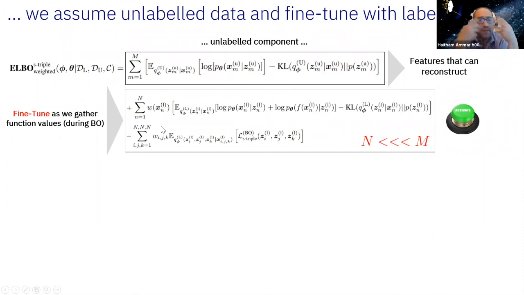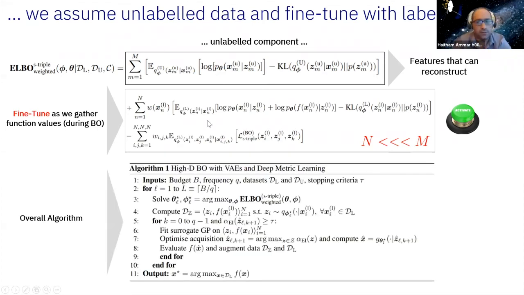But now we are in the world of a semi-supervised setting, whereby we assume so many unlabeled components M and so few labeled components N. So therefore, we have N is much less than M. And now to fine tune, we're just going to need those N from the BO loop, which is much less than the N plus M data set.